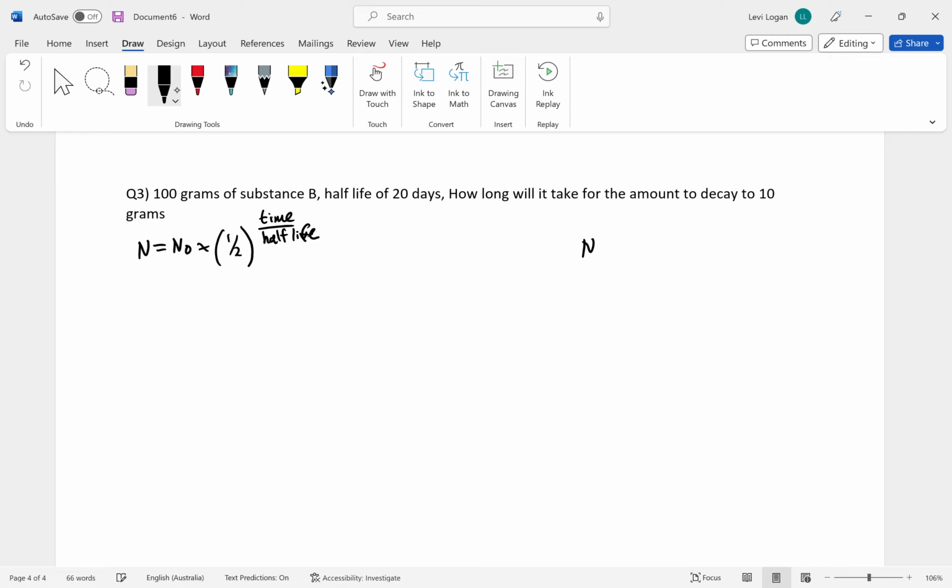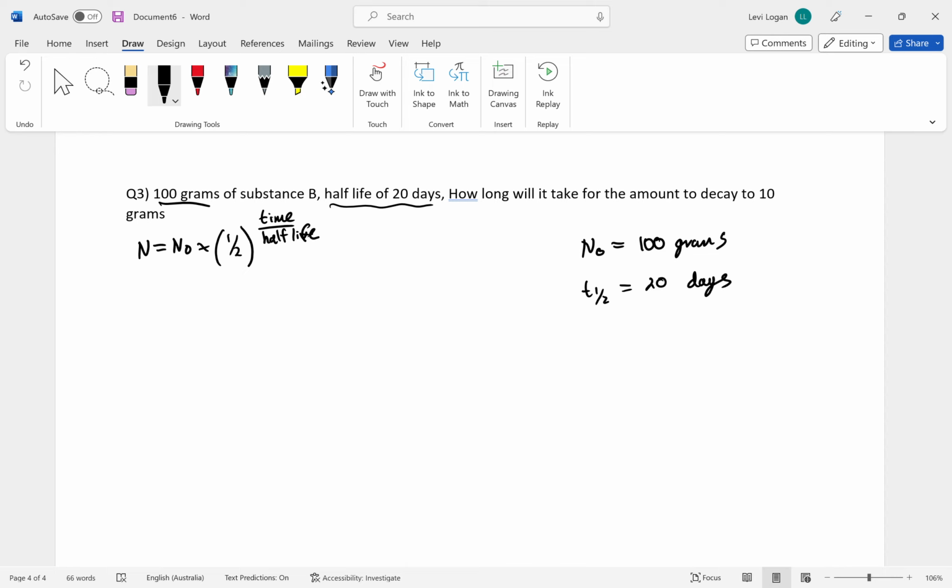So N0 is our initial amount. So we have 100 grams. Okay, so I read that here. Our half-life we've been told here. So t half equals 20 days. How long will it take for the amount to decay to 10 grams?